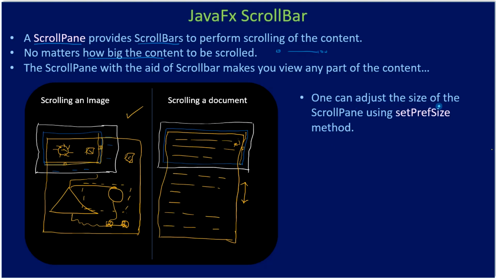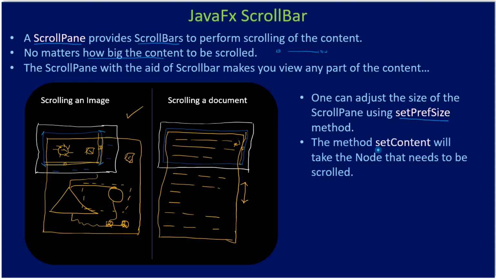One can adjust the size of the scroll pane using the set preferred size. So if you see here, this is the stage. Using the set preferred size, you can decide the size of the pane which scrolls the content, or we can simply say you can decide the size of the scroll pane. Once you decide the size, you can provide more room inside the stage so that you can make use of the available space to house some other controls.